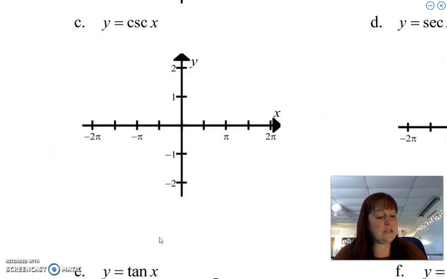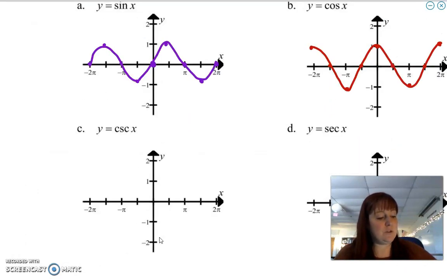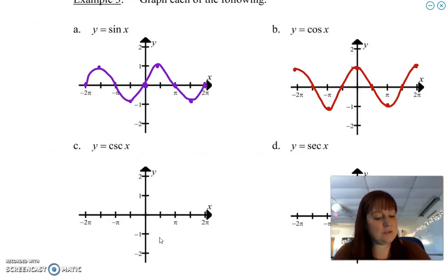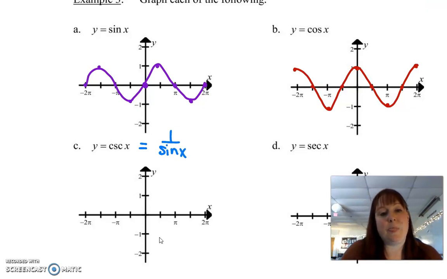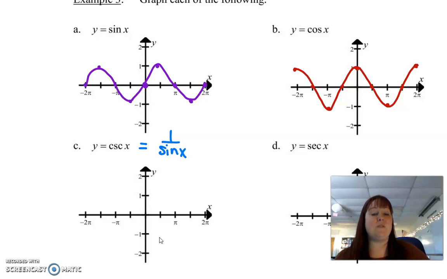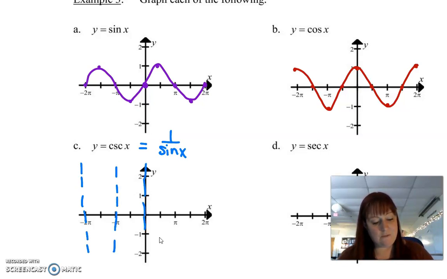Now cosecant. Cosecant is the reciprocal of sine, so cosecant equals 1 over sine. Where would this be undefined? Hopefully you can figure out that it would be when sine equals 0, because we can never divide by 0. So cosecant is undefined everywhere that sine is equal to 0, which means we're going to have asymptotes at 2 pi, at -2 pi, at pi. Everywhere that sine is equal to 0, we have an asymptote because we can't divide by 0.